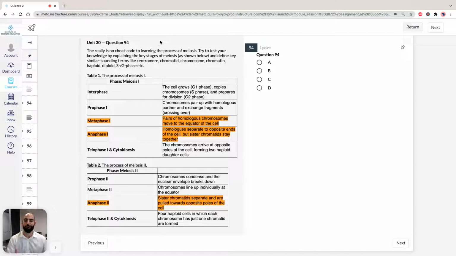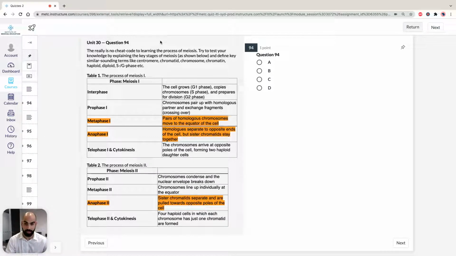And you're probably wondering, why is there more information on the slide you've provided than the actual stimulus provided by ACER? Well, the reason is because there really is no cheat code to learning the process of meiosis, or mitosis for that matter. You really just have to knuckle down and memorize every single stage of mitosis and meiosis. That's interphase, prophase, metaphase, anaphase, telophase, whether it's stage 1 or stage 2 of meiosis, or you're going to have to understand the cell cycle.